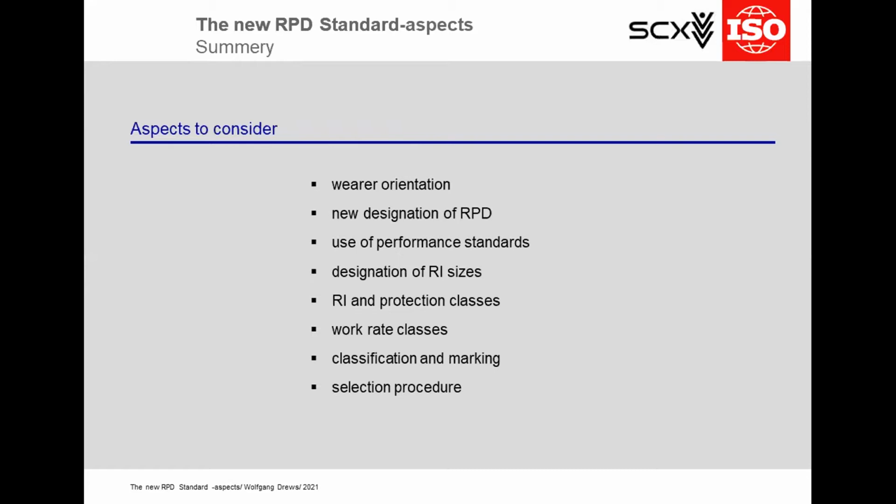Then the designation of the respiratory interface, which head form is used for which respiratory interface. It's the first time that the manufacturer has the choice to designate the respiratory interface at the beginning of the testing process. Then the classes for the respiratory interface to get the protection, the work rate classes, the classification scheme, and the marking, to get all the information you need for the performance of the RPD.